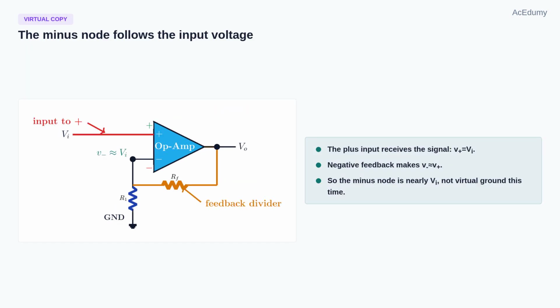The central idea is almost the same as before, but with one important change. In the inverting amplifier, the plus input was grounded, so the minus node became a virtual ground. Here the plus input is not ground, it is Vi. With negative feedback and an ideal op-amp in its linear region, the output moves until V minus becomes almost equal to V plus. Since V plus equals Vi, the minus node becomes almost equal to Vi. So this time it is not virtual ground, it is more like a virtual copy of the input voltage.